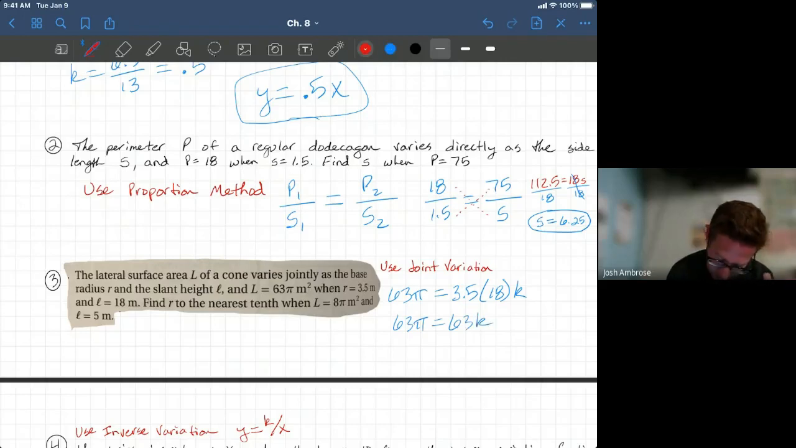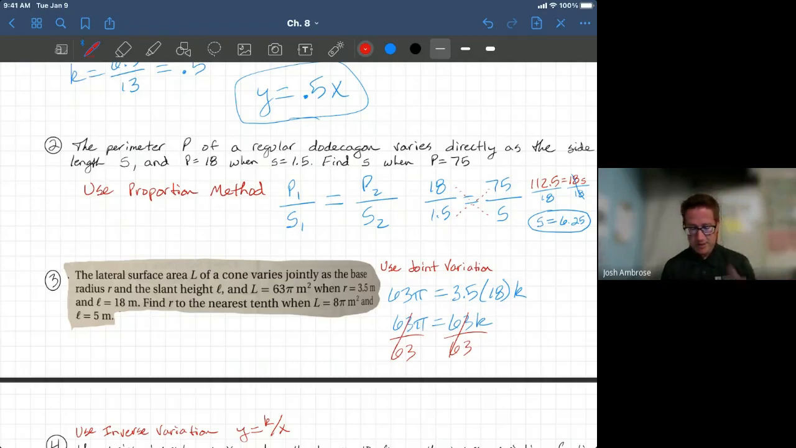All right, so we need to get K by itself. We're going to divide both sides by 63. That will cross out and that will cross out. So what this shows you is that K equals pi.